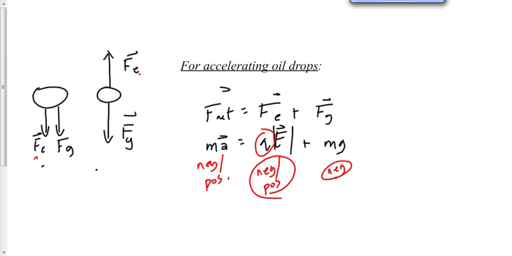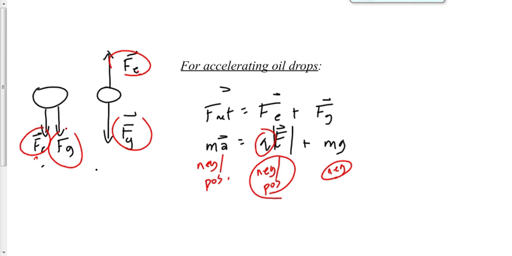How do we know whether they're negative or positive? We draw the picture, right? We draw the picture. That's what we do every time. Draw the picture. Look at it. Positive, negative, negative, negative. Picture tells us whether it's negative or positive.